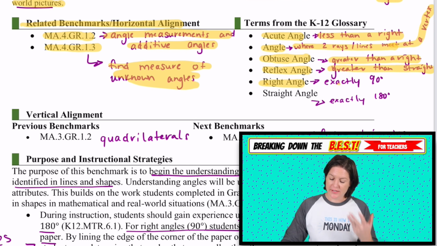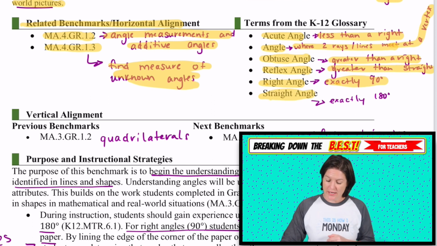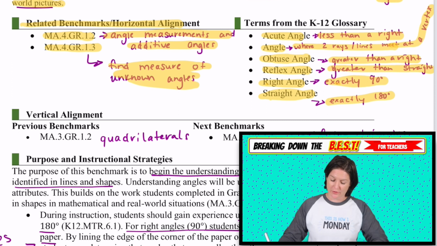A right angle is a square corner at exactly 90 degrees, which we will be measuring in the next standard. And a straight angle is a straight line that's exactly 180 degrees, okay?